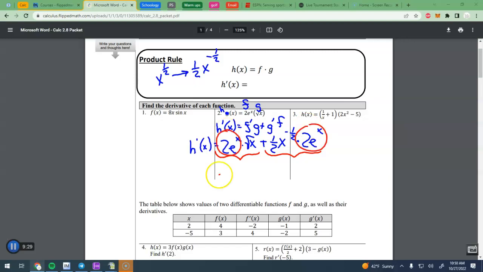I can take all of it, right? 2e to the x. And on the inside, I have the square root of x plus. See how that's the same thing? So the 1/2 is still there, and I just move the x to the negative 1/2 to the bottom and call it the square root.